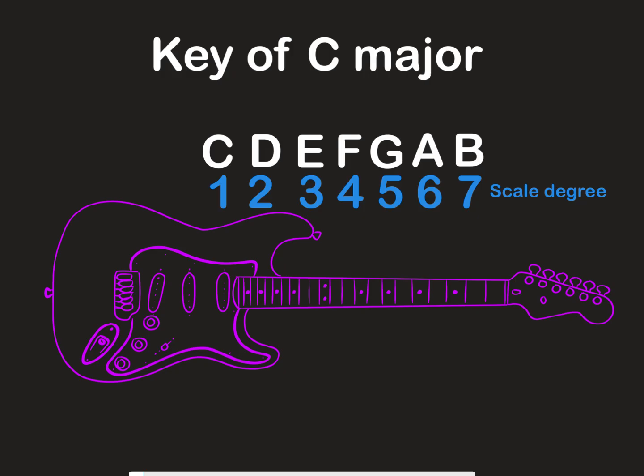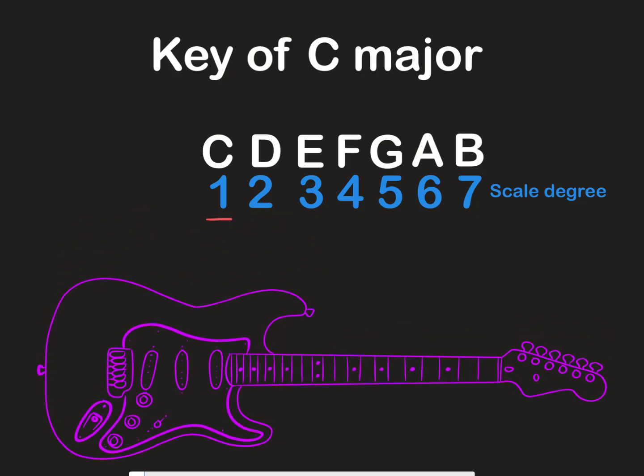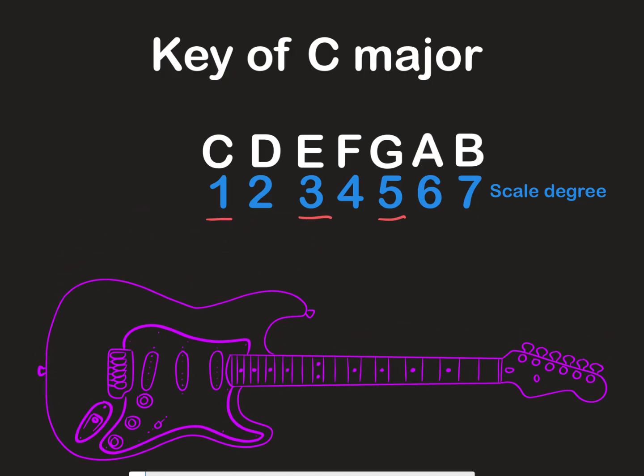From these notes, we can build chords. The simplest type of chord is called a triad, which just means 3 notes stacked together in thirds. I've covered this in other videos. If we build triads using only notes from the key, we get what are called diatonic triads. In C major, the chords are C, the 1 chord, D minor, the 2 chord, E minor, the 3 chord, F major, the 4 chord, G major, the 5 chord, A minor, the 6 chord, B diminished, the 7 chord.